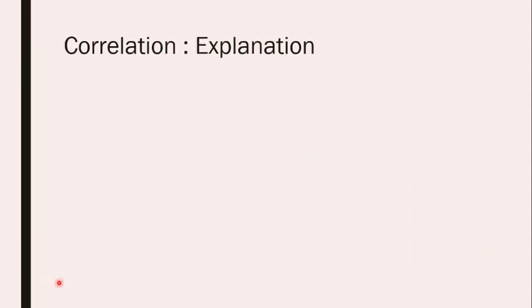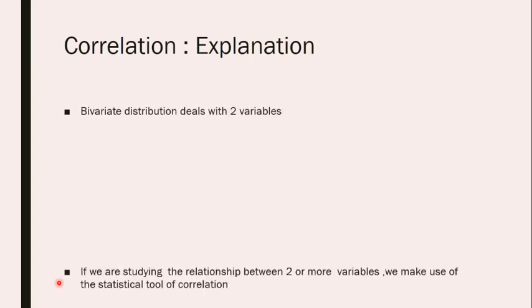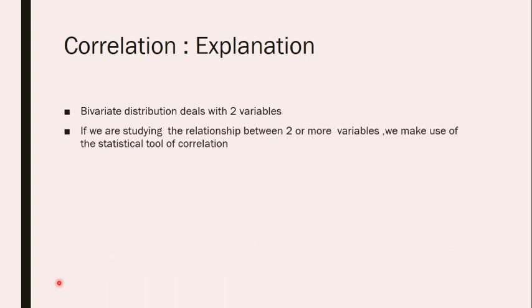Now, I hope you all know what a bivariate distribution is. In a bivariate distribution, there will be two variables. Two variables are involved in a bivariate distribution, and we are interested in finding out the relationship between those two variables.